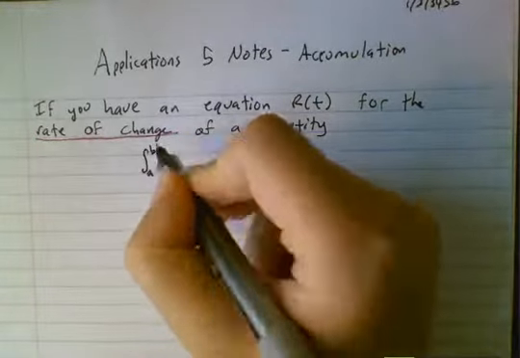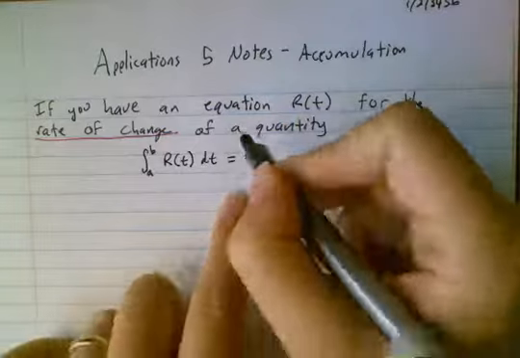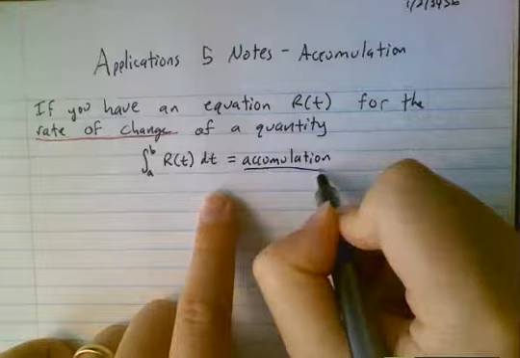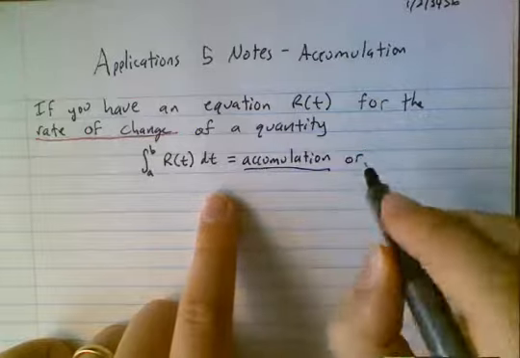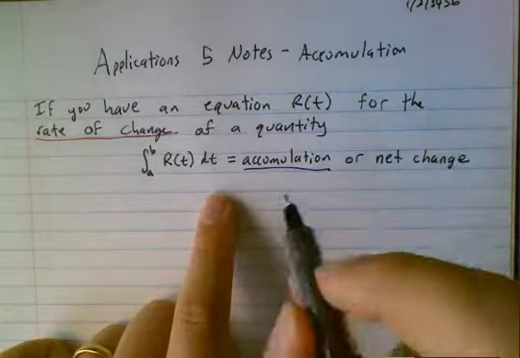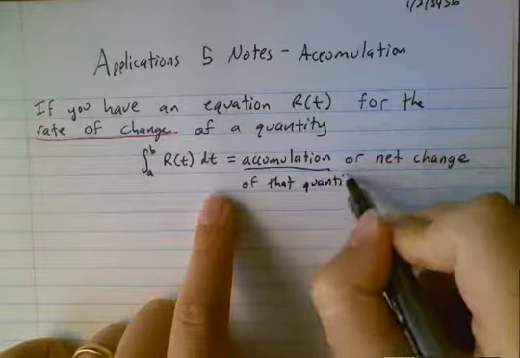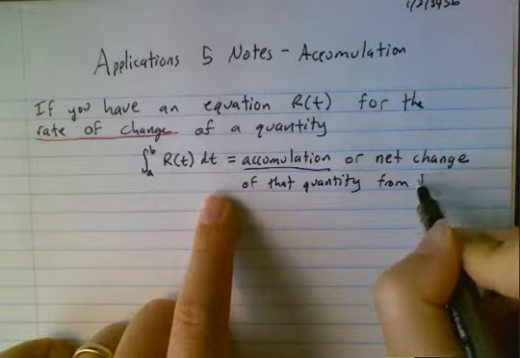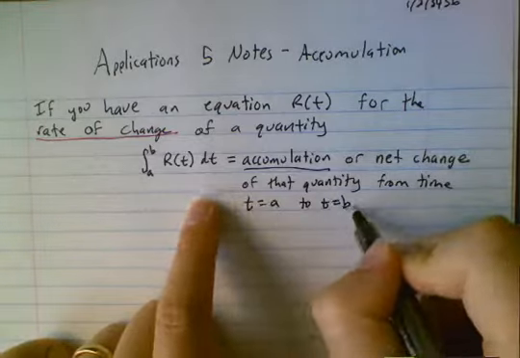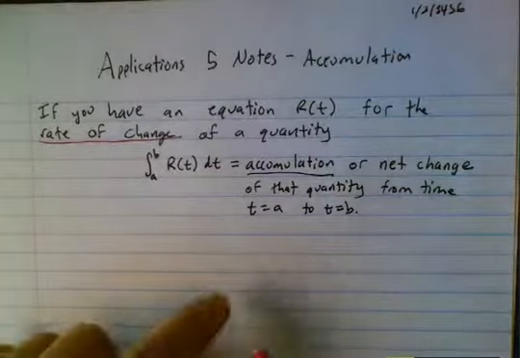Then the integral from a to b of R of t is what we call the accumulation, or the net change overall, of that quantity from time t equals a to t equals b. That time piece is important, shows up a lot on the AP test.